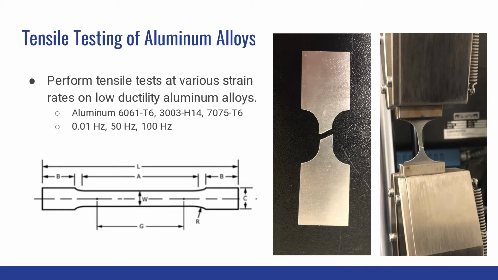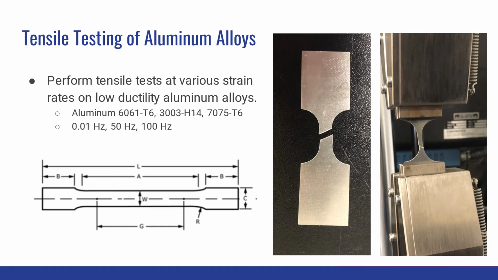So for this project, we are tensile testing aluminum alloys to be able to create a relationship between the increasing of strain rates and the material properties. The aluminum alloys that we are looking at are aluminum 6061-T6, which is pictured on the right, aluminum 3003-H14, which is pictured on the left, and aluminum 7075-T6, which is not pictured.